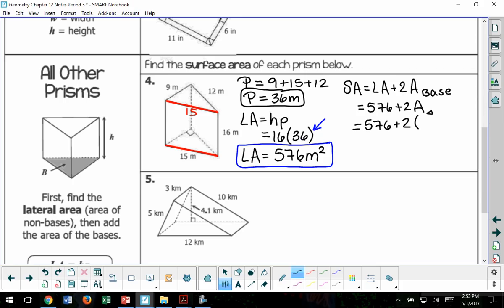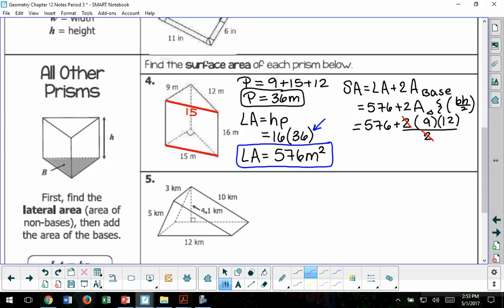What's the area of a triangle? So base times height over 2. What is the base? 9. What's the height? 12 over 2. What happens to the 2's? Cancel.